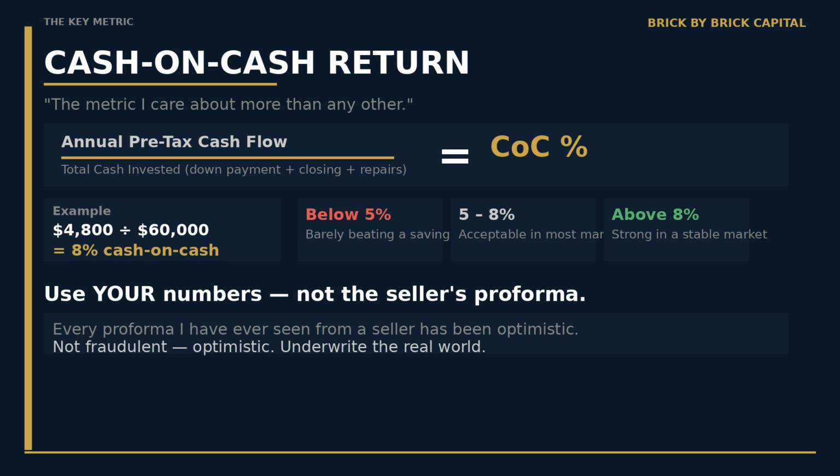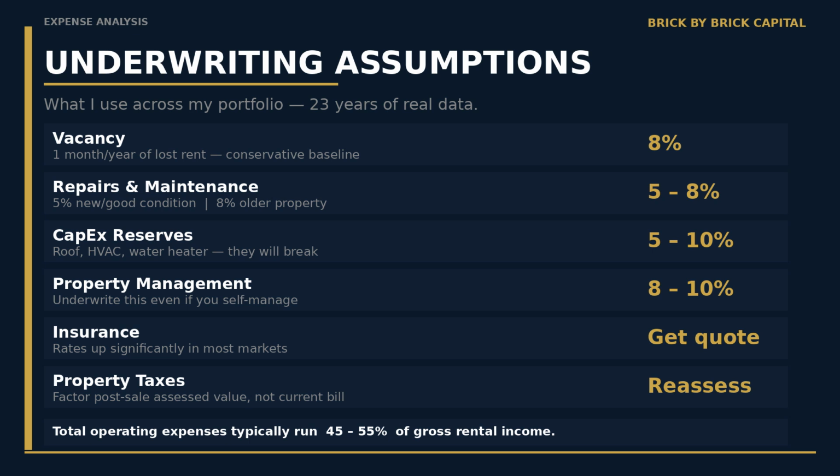23 years. Vacancy, 8%. That's 1 month per year of lost rent. In tight markets with low supply, actual vacancy can run lower. In softer markets or with older properties, it runs higher. 8% is a conservative starting assumption that works in most markets. If you're underwriting at 2% or 3% because the current owner has had the same tenant for 4 years, you're setting yourself up for a bad year the first time that tenant leaves.